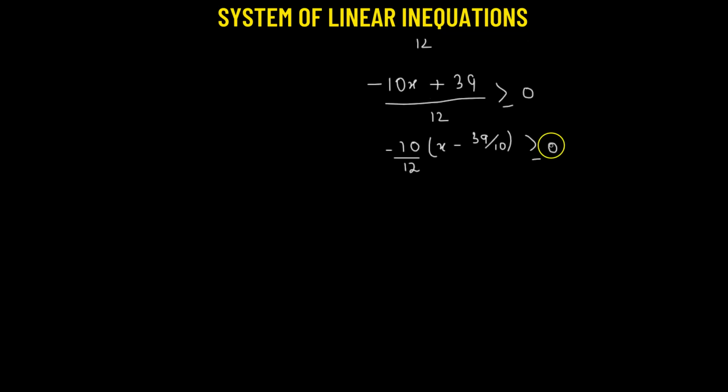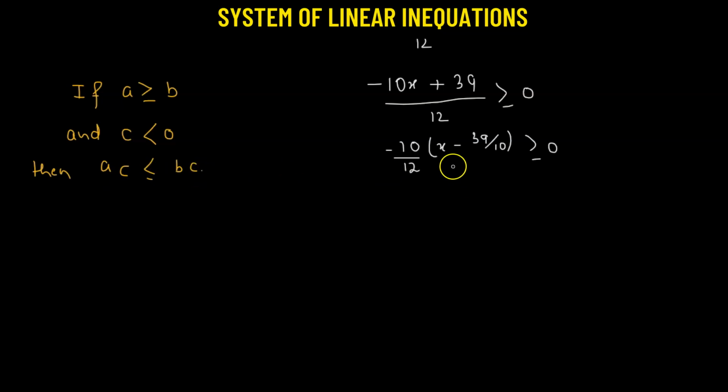Now we'll multiply both sides of the inequality by negative 12 over 10. That means we want to get rid of this negative 10 over 12. In doing so, we have to be wary of the fact that if we have two numbers a and b, and a is greater than or equal to b, and we also have another number c, and c is a negative number, less than 0, then we multiply a with c and b with c. Since c is negative, the sign of the inequality flips. So ac will become less than or equal to bc. So this is the property that we'll use here.